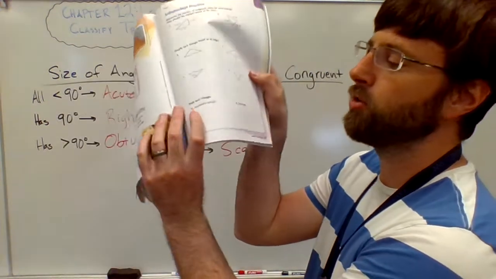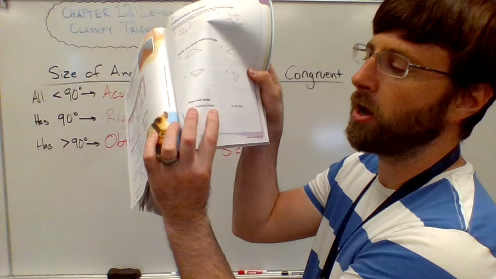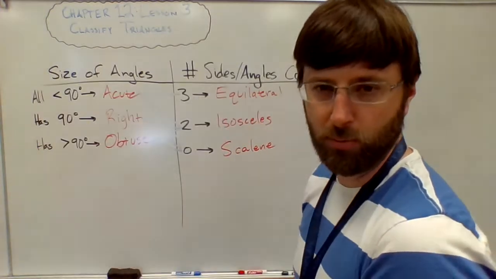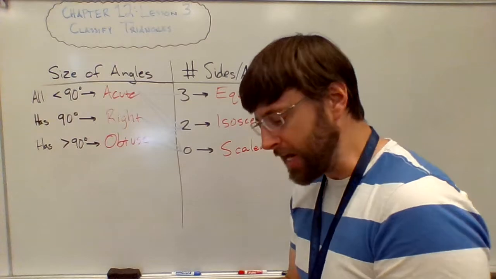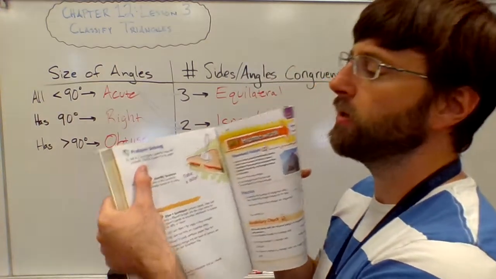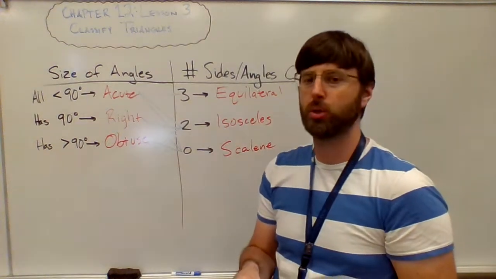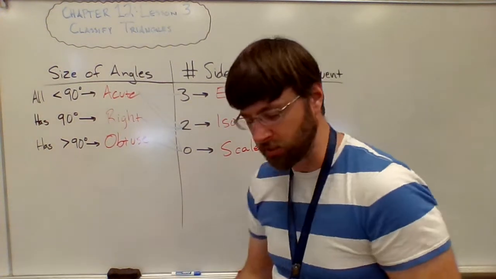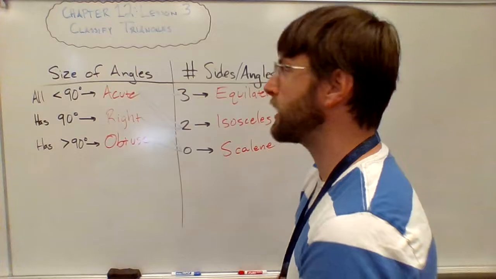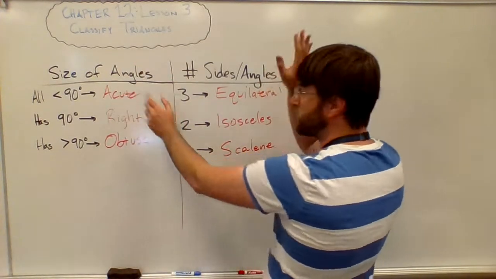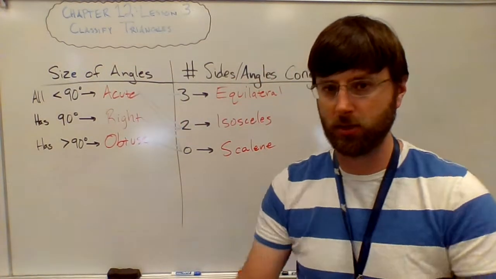Down here, you can follow their directions for drawing the triangles based on what they say. But anytime, like on this one, it says classify it based on its angles. Classify the whole thing. Anytime it asks you to classify, I want you to classify fully based on angles and the number of congruent sides and angles.